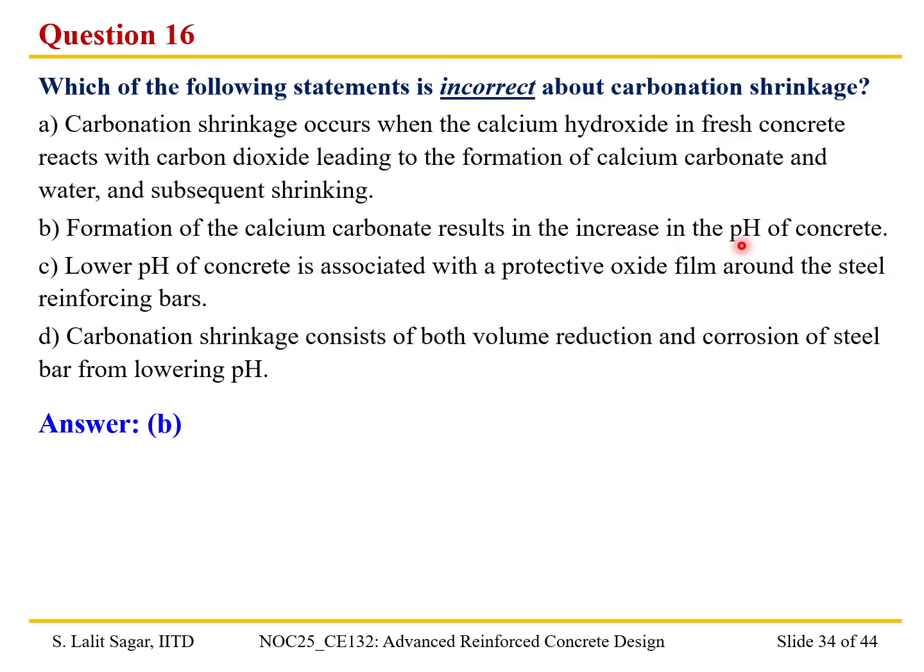If we consider concrete, an alkaline medium is generally preferred because it leads to a protective oxide film around the steel rebars. But due to the formation of calcium carbonate, there can be a reduction in the pH value, because of which the protective oxide film can dissipate away. And because of this dissipation, there can be corrosion of rebar because of the destruction of the protective oxide film. And statement D is correct because carbonation shrinkage leads to volume reduction as well as the corrosion of steel rebars from the lowering of pH.